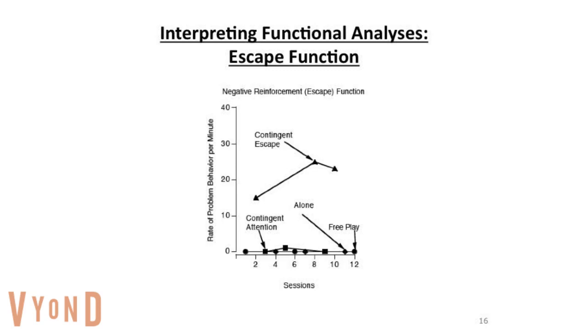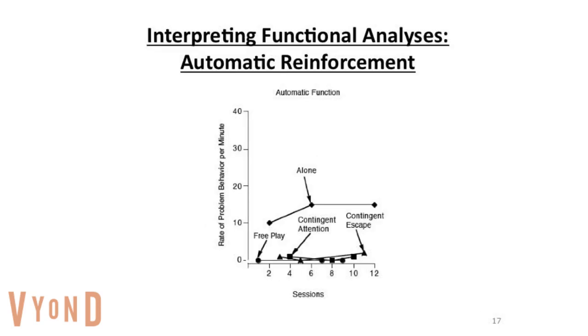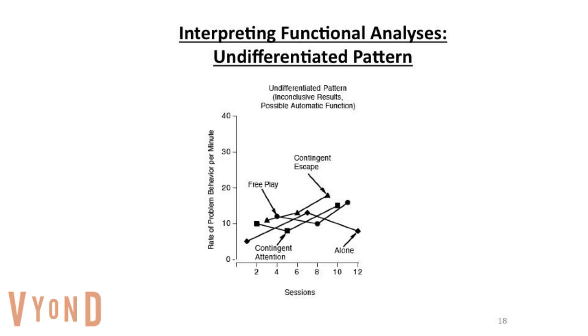And so here are the results of a functional analysis. And the results show that because the highest rate of the behavior occurred during the escape condition, that escape is the function of this behavior. In this graph, you see that in the alone condition, the behavior occurs at the highest rate. This confirms that automatic reinforcement is the function of the behavior. In this graph, we see an undifferentiated pattern. The behavior occurs in no particular pattern across all of the conditions.